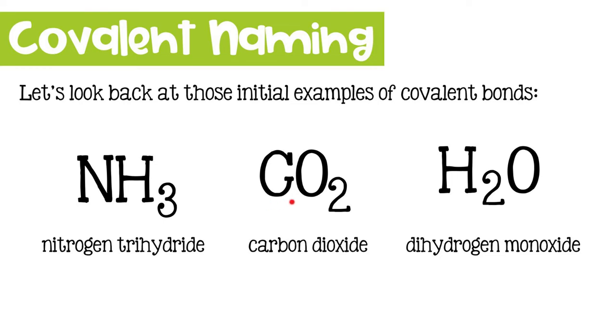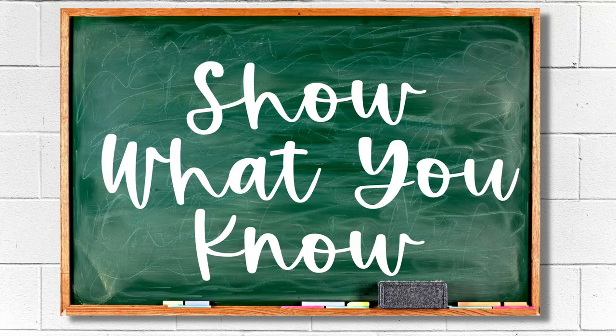CO2, once again, is carbon dioxide, 1 carbon, 2 oxygens. Now, another name for H2O, besides water, is dihydrogen monoxide. Di meaning 2, hydrogen is self-explanatory, mono for 1, and oxide for oxygen. Now, once again, notice how we use the prefix mono if we are on the second element but not on the first. Now, pause the video and try the show what you know problems.